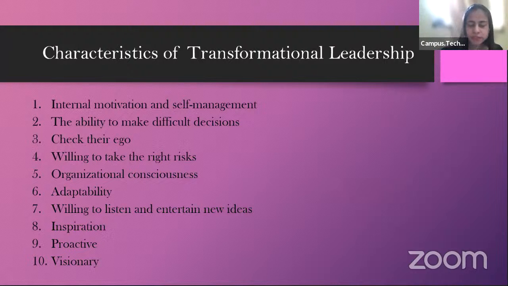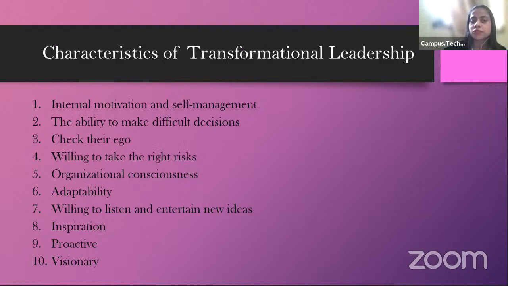What are the characteristics of a transformational leader? The first characteristic says internal motivation and self-management. What is internal motivation? Internal means intrinsic motivation, and motivation we have learned about. What is intrinsic motivation? That is the motivation coming from within. So the first characteristic says he is internally motivated and self-managing.